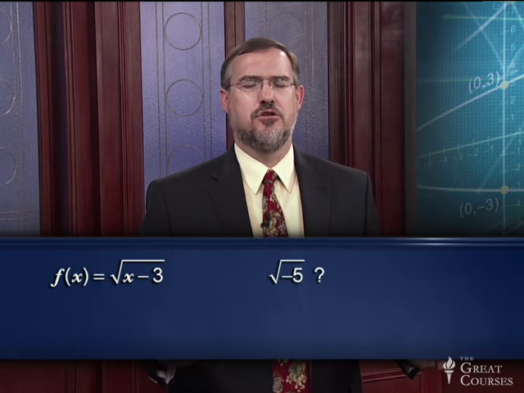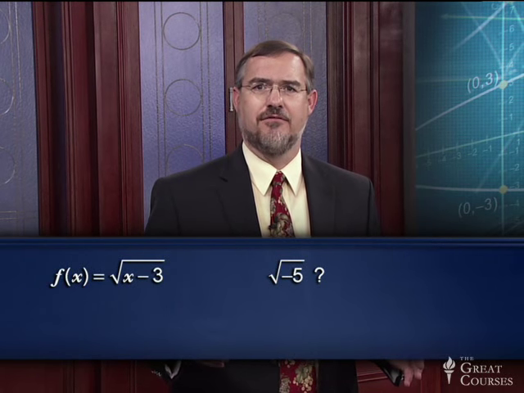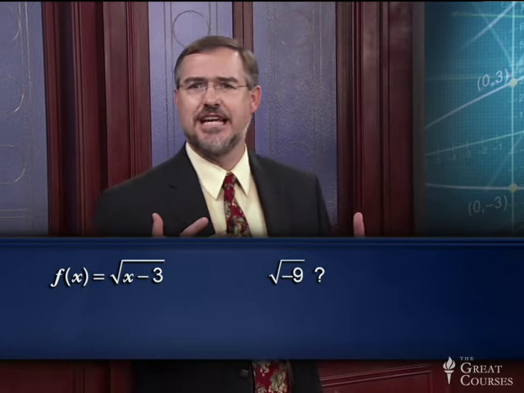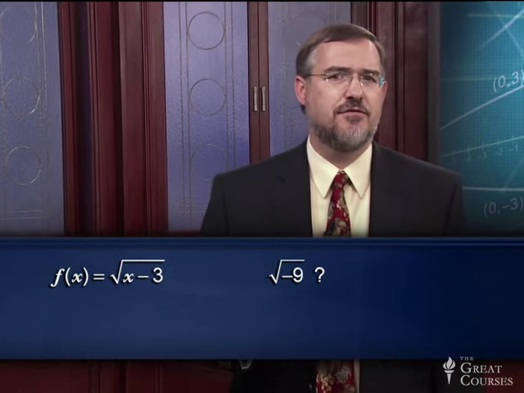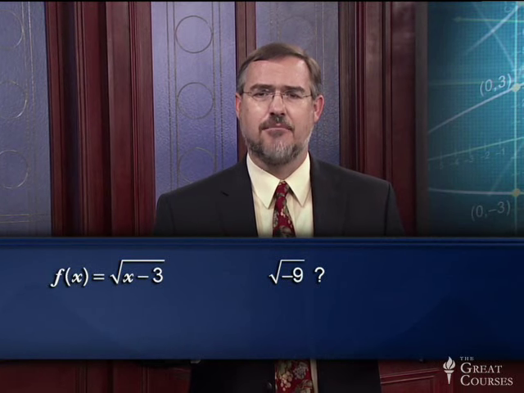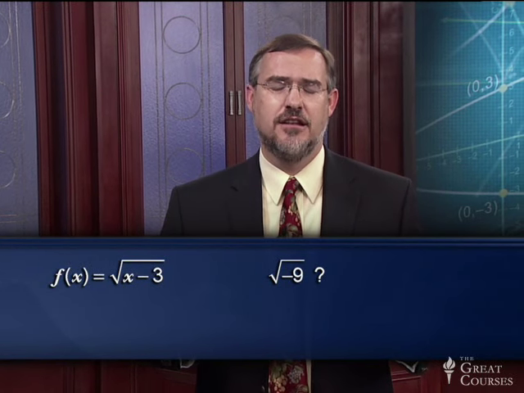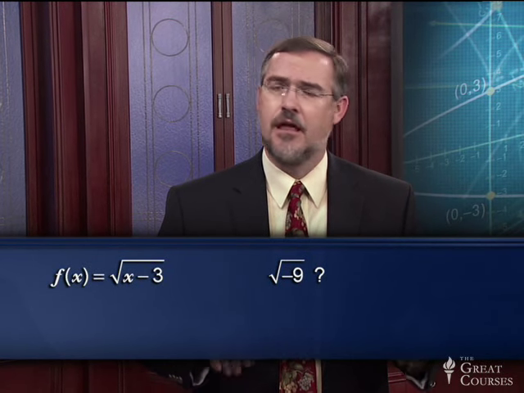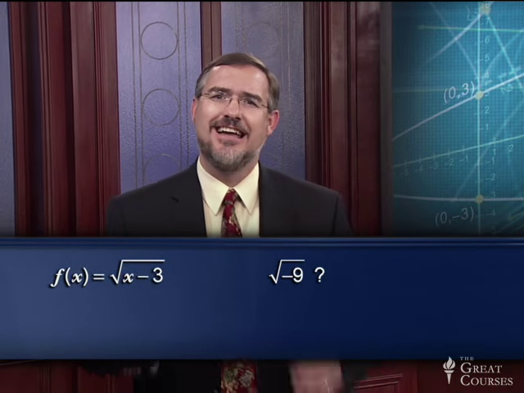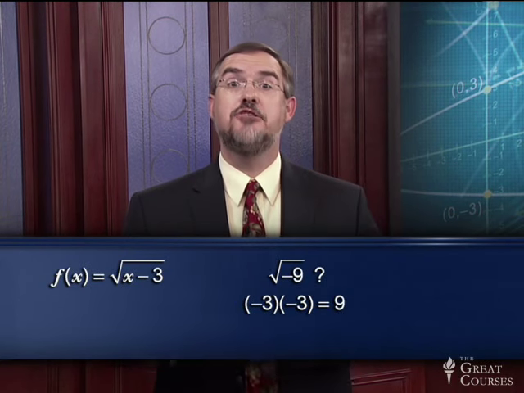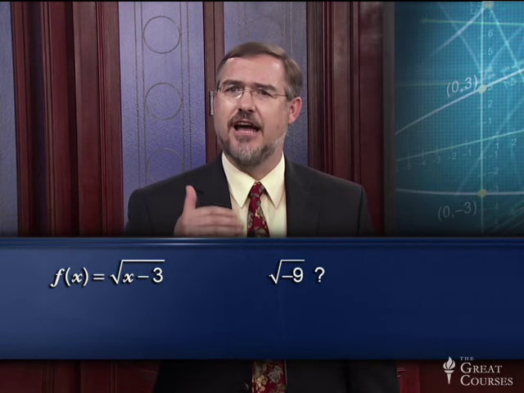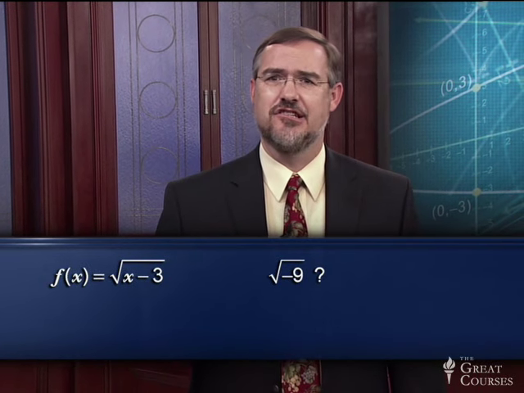Now, let me ask you a question. Can you and I ever compute square root of negative 5? Well, the answer is no. What about the square root of negative 9? The answer is again no. Notice that square root of negative 9 is not the same as negative 3. Some students fall into that trap. It's very tempting to say that the square root of negative 9 is negative 3. But the square root of negative 9 cannot be negative 3 because negative 3 times negative 3 is positive 9, not negative 9. So the square root of negative 9 as a real number doesn't make any sense at all.